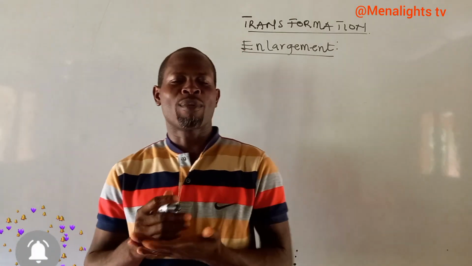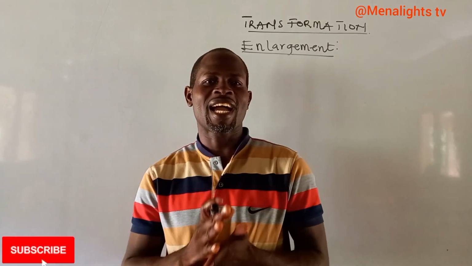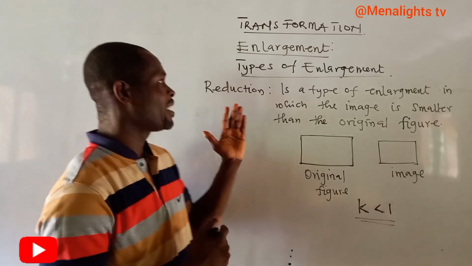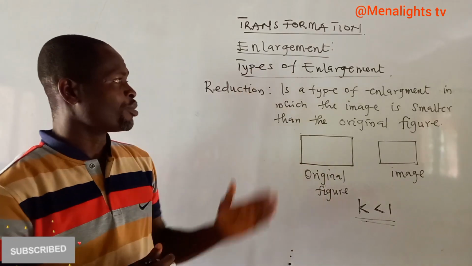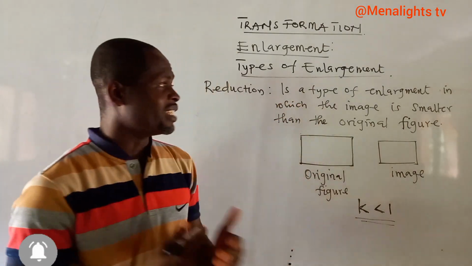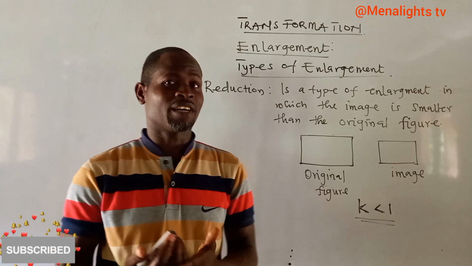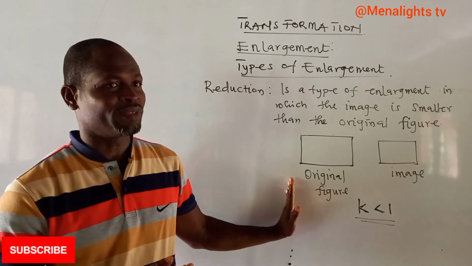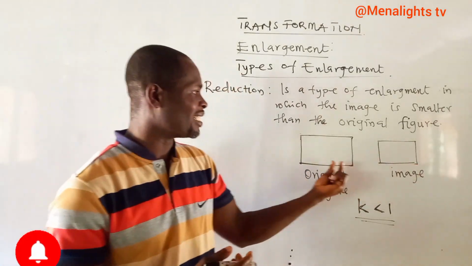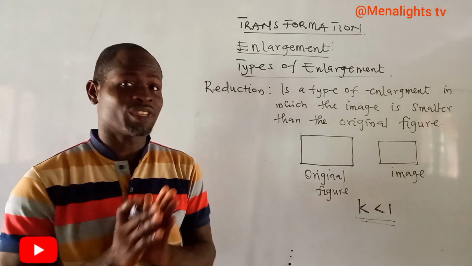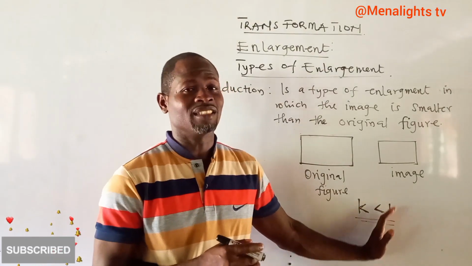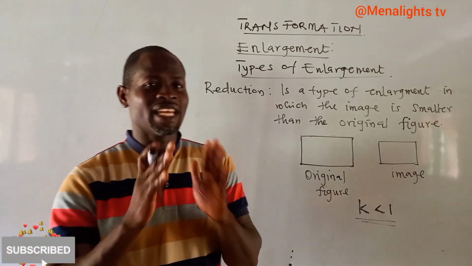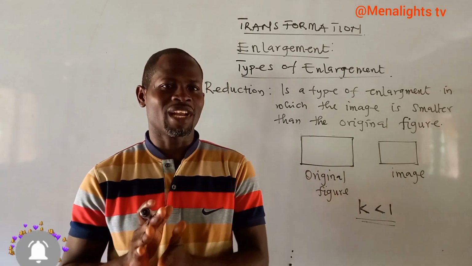So enlargement is a type of transformation where we change the size of the original figure by multiplying it with a scale factor. So the first type of enlargement is reduction. It's a type of enlargement in which the image is smaller than the original figure. Now when you look at these two figures, this is the image and this is the original figure or the object. Here the image is smaller than the original figure, and when this happens we say that the scale factor k is less than 1, or 1 is greater than the scale factor.